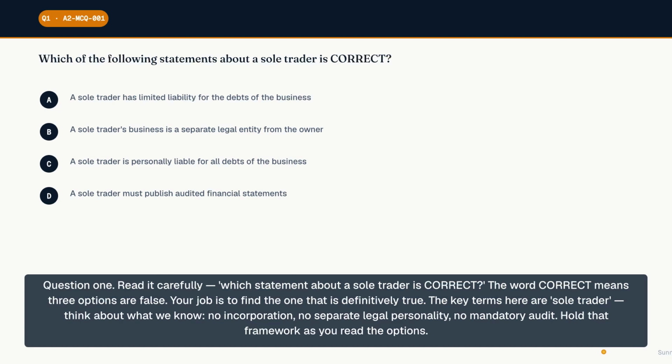Question 1. Read it carefully. Which statement about a sole trader is correct? The word correct means 3 options are false. Your job is to find the one that is definitively true. The key terms here are sole trader. Think about what we know. No incorporation, no separate legal personality, no mandatory audit. Hold that framework as you read the options.